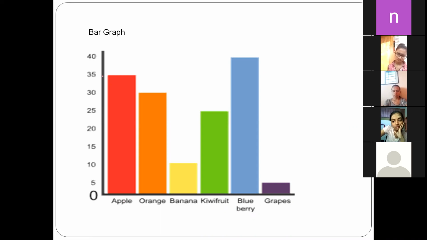See here. How much? 35. Orange is 30. Banana is 10. Kiwi fruit is 20. See, it's going to be varying, no? That varying information will be shown with a bar graph.